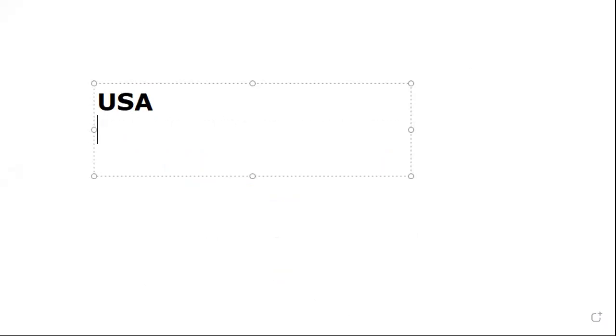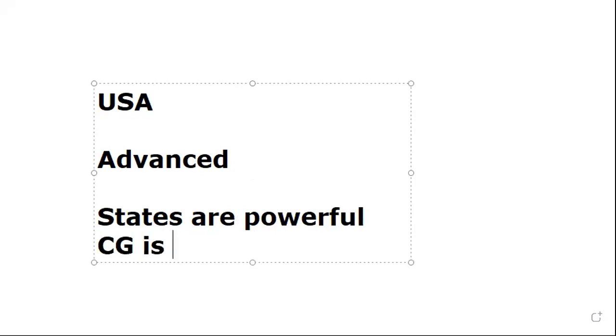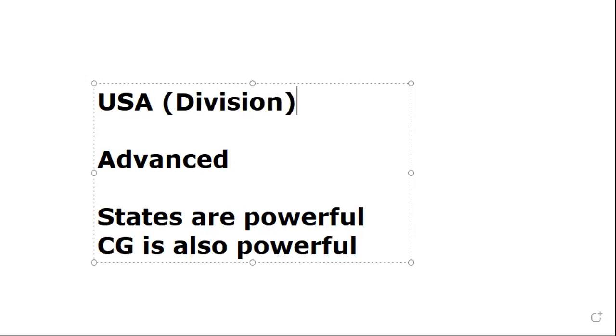USA has a very advanced federal system, which means that the states are powerful. This is a key thing that you need to know, that in USA, states are powerful. That doesn't mean the central government is weak. The central government is also powerful. How can the central government and the states both be powerful inside the same system? That's because in USA, they have a clear division of powers. Whatever the powers the states get, they are very powerful in those powers. The central government can't get involved. Whatever powers are given to the central government, the states can't get involved. The central government is powerful in those.